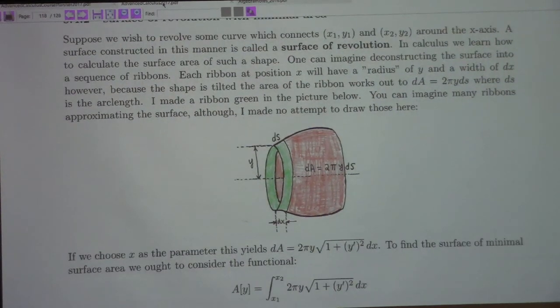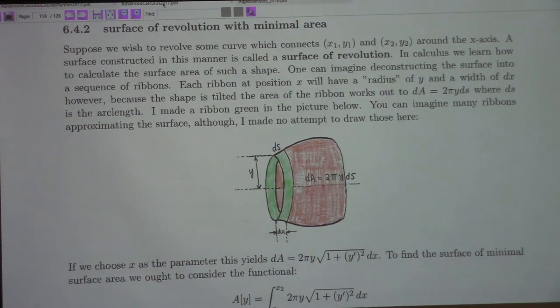This one maybe not. Suppose you want to look at the surface of revolution formed by some curve, right? So you take some curve, you rotate it around the x-axis, it gives you a surface of revolution. Then you can ask, for between two given points, you try to find the surface of minimal surface area. So the surface area is given by this integral from x1 to x2, 2 pi y. So this is the standard surface area of a graph formula.